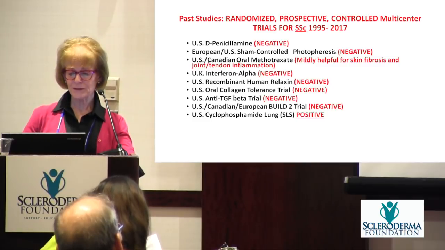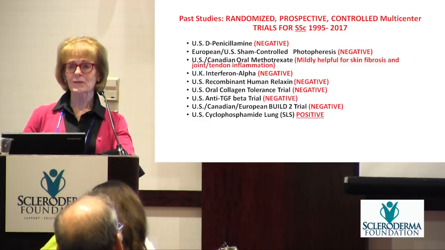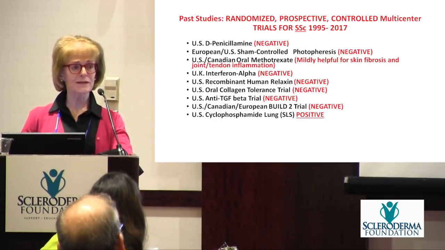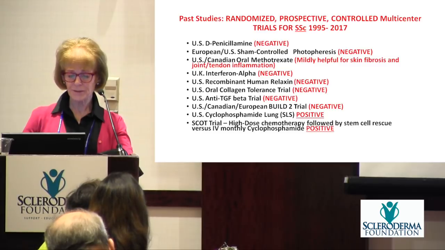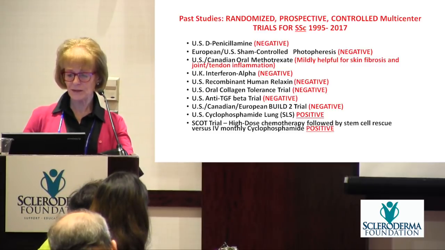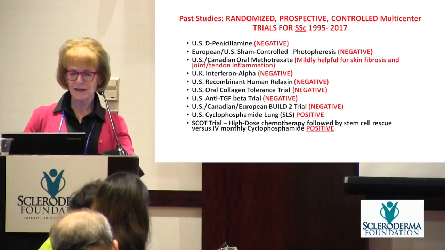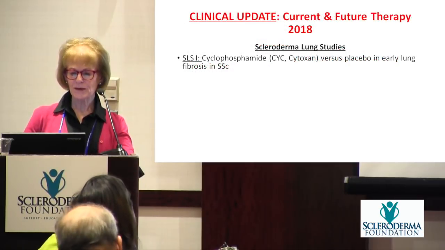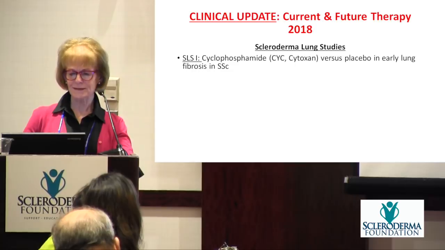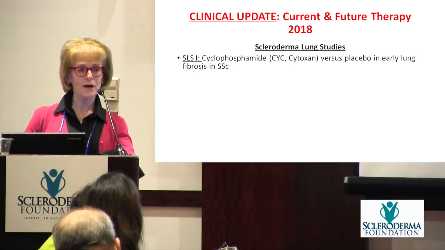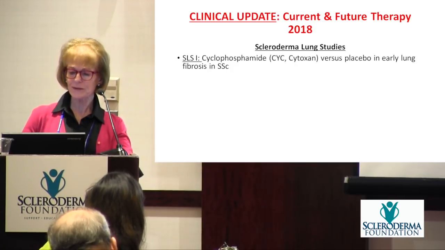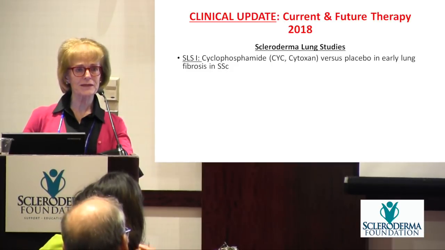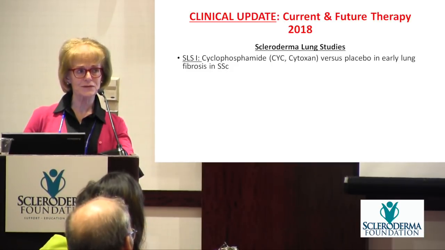But the other trials on and on and on were all negative until we got to the lung study, the scleroderma lung study 1. It was the first positive trial. And then, of course, the stem cell transplant trial. We're going to talk about both of these a little more. So the scleroderma lung studies. SLS-1 looked at a medicine called cyclophosphamide, also known as Cytoxan, which sounds terrible and actually is pretty terrible. It was that versus placebo in people with scleroderma and early interstitial lung disease.